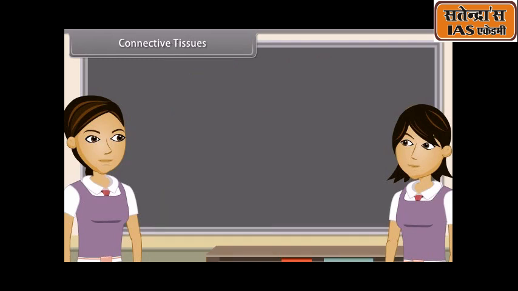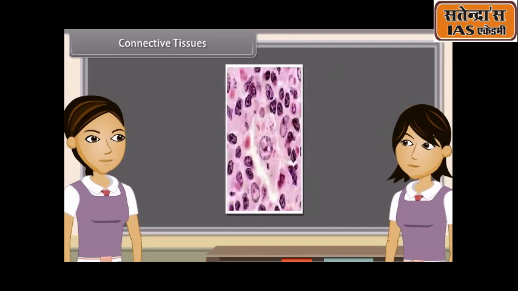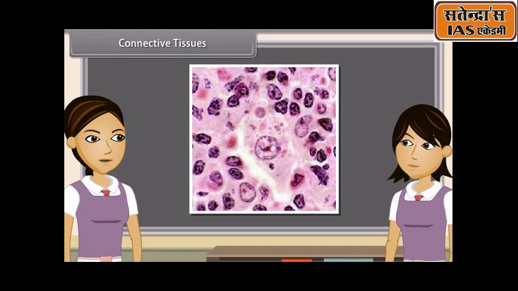Connective tissues bind different organs and parts of various organs together. The cells of connective tissues are living, separated from each other and very few in numbers. Gel-like intercellular substance called matrix forms the main bulk of the connective tissue. Matrix is fibrous in nature and binds other tissues.